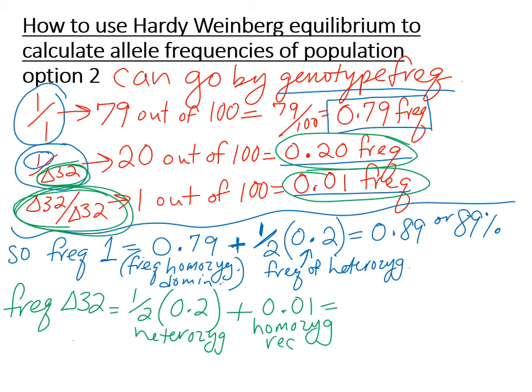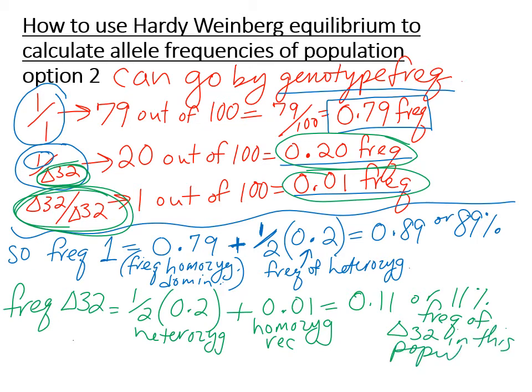Okay, and what does that give you? Well, half of 0.2 plus 0.01 gives you 0.11 or 11%, which we already said was the frequency of delta 32. Okay, so 11% is the frequency of delta 32 in this population. And for your notes, in case you forget what it means, 89% is the frequency of allele 1 in this population.